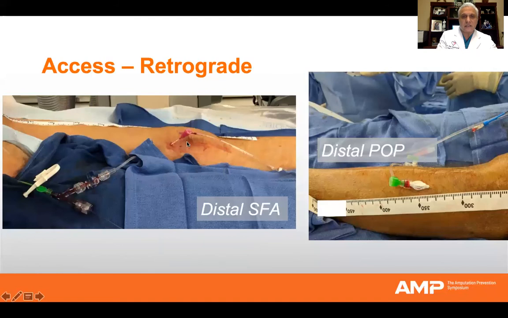These are some of the other accesses. This is a distal SFA access where we are going retrogradely from here. This is a distal popliteal access going retrogradely up. So these are the different accesses. It just depends upon the anatomy, where the disease is, where the CTO is, and what the ideal access is. So it all depends upon the pathology.